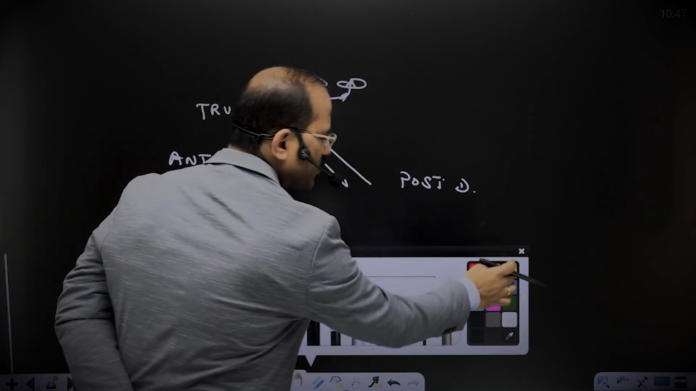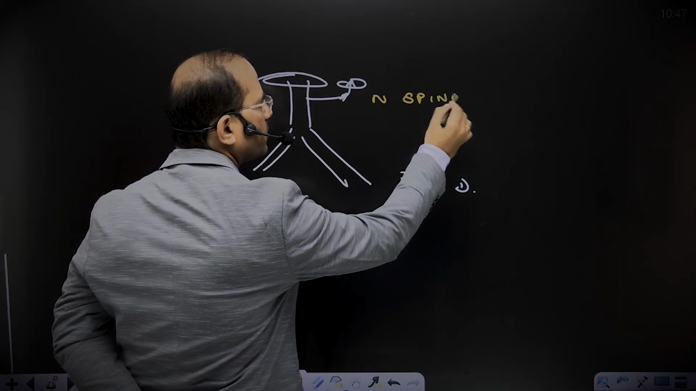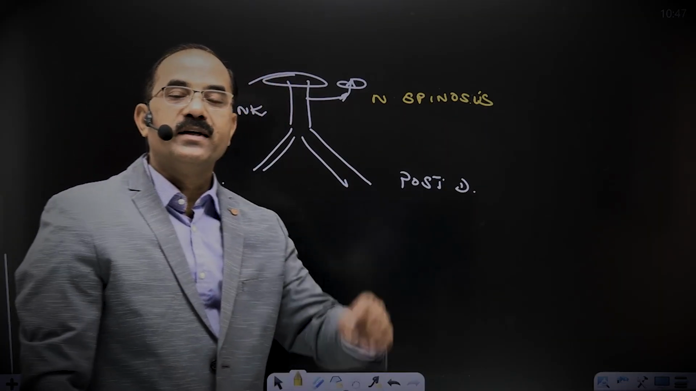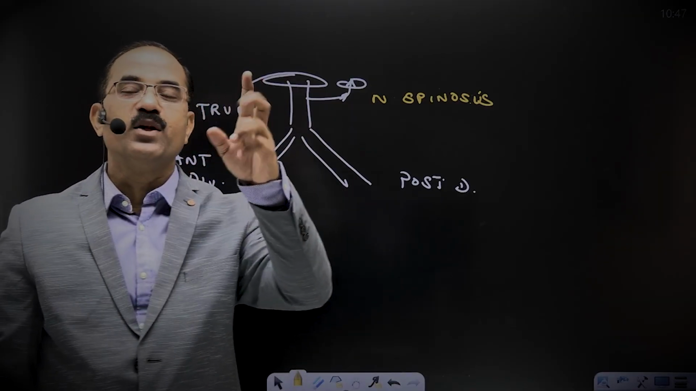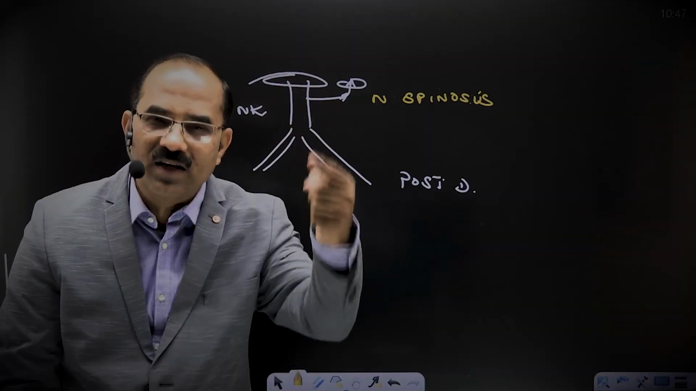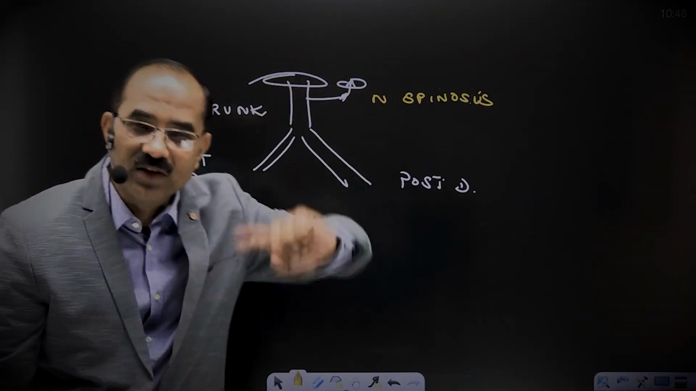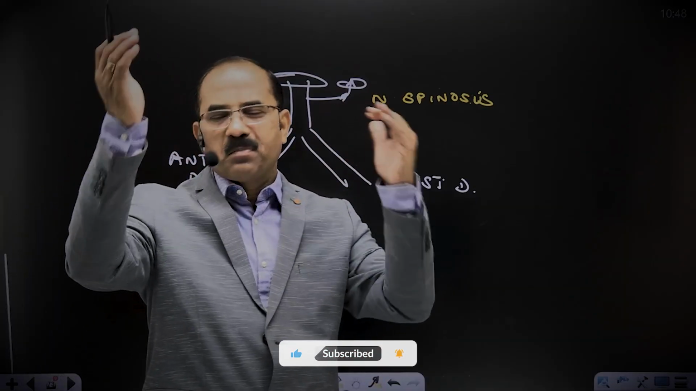any guesses, students? This is what we call as the nervus spinosus. So what is nervus spinosus? It is a branch of mandibular nerve which enters the skull to supply the meninges of the middle cranial fossa through the foramen spinosum. We call this the nervus spinosus, and it supplies the meninges.